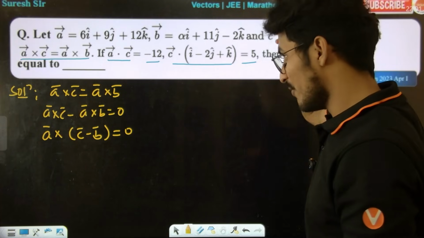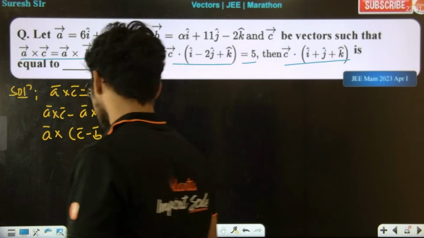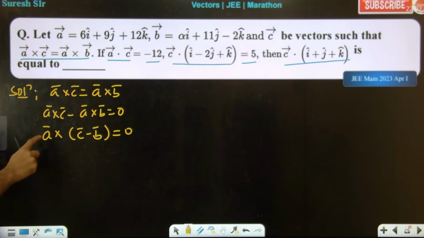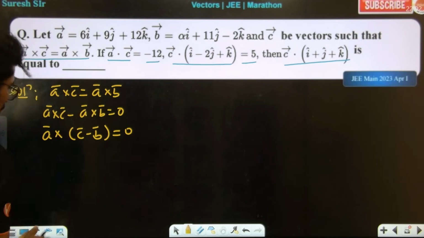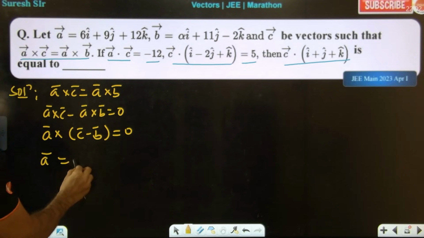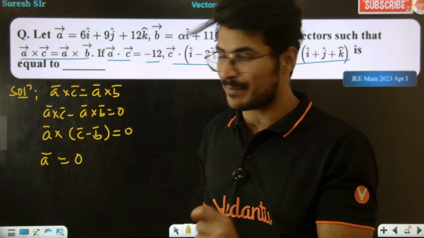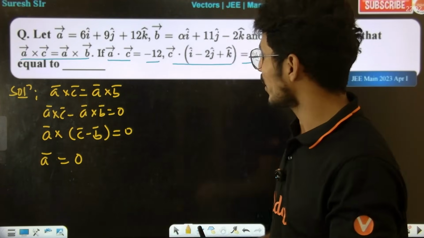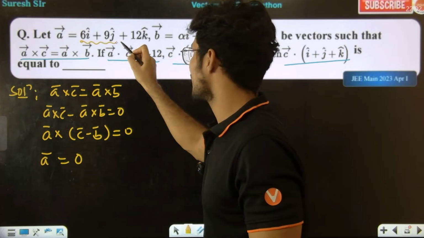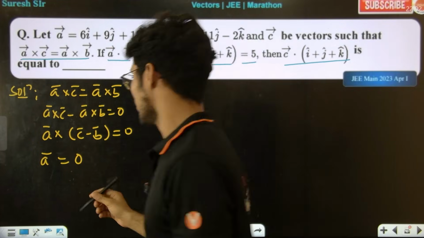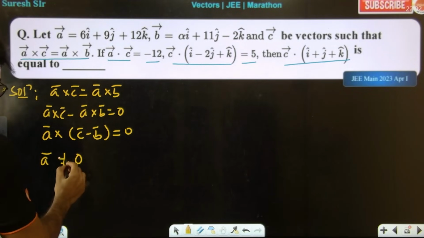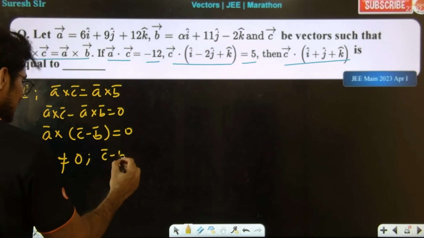So I have one doubt. Sir, here basically A vector. Now can we say this cross product of these two is equal to 0, can A vector be 0 here? Can A vector be 0? 100% not. Why? Because that is not possible. Here check. A vector is given as 6, 9, 12. So how can it be 0? A cannot be 0 here. Understand? So can I say C minus B is equal to 0?